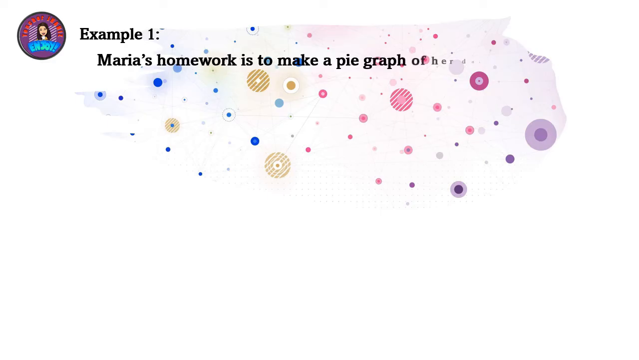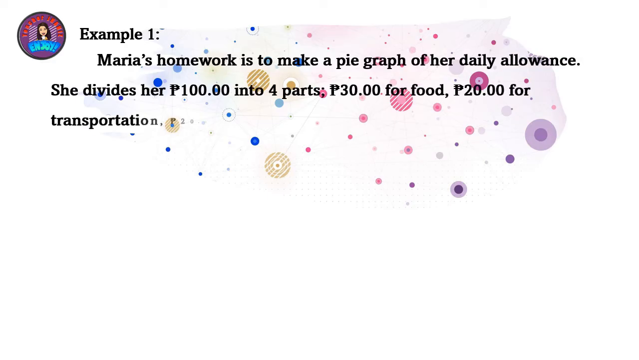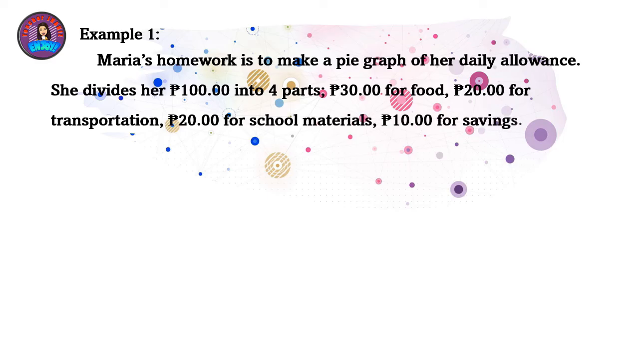Here's the example. Maria's homework is to make a pie graph of her daily allowance. She divides her 100 pesos into 4 parts: 30 pesos for food, 20 pesos for transportation, 20 pesos for school materials, and 10 pesos for her savings.